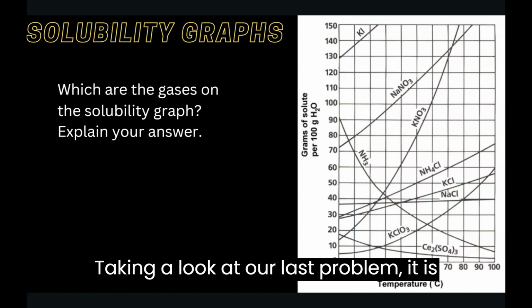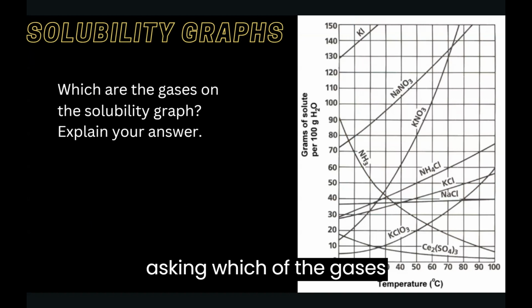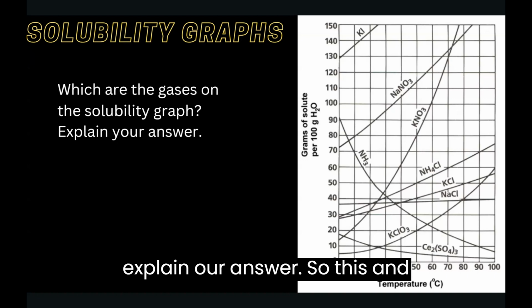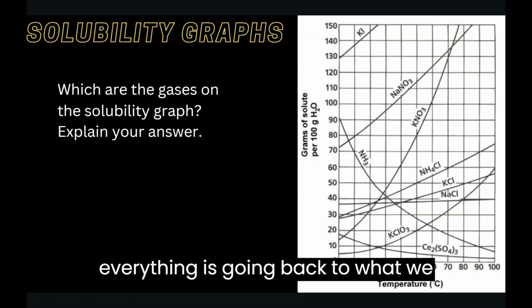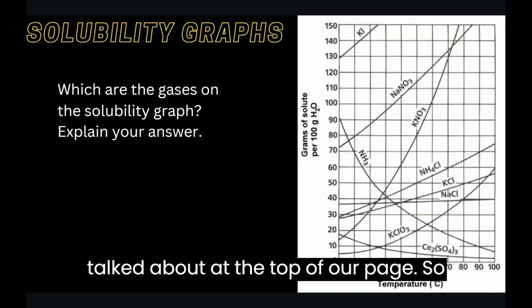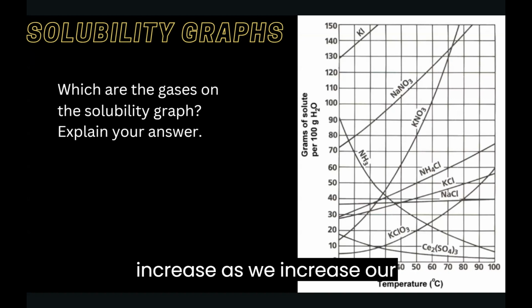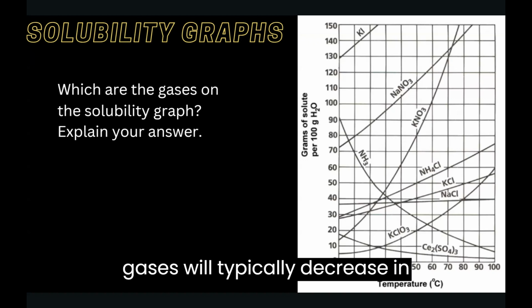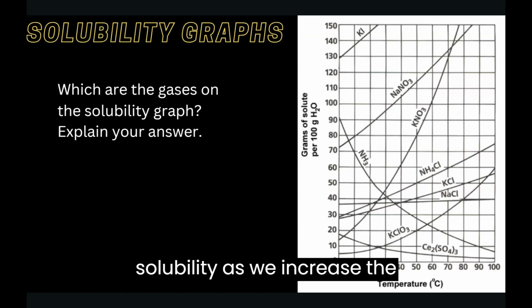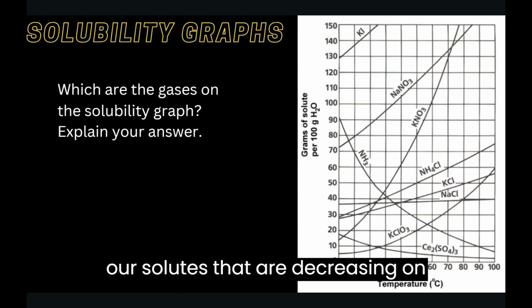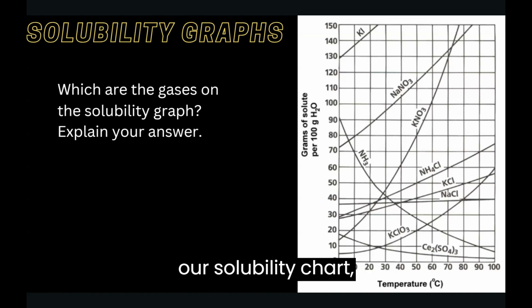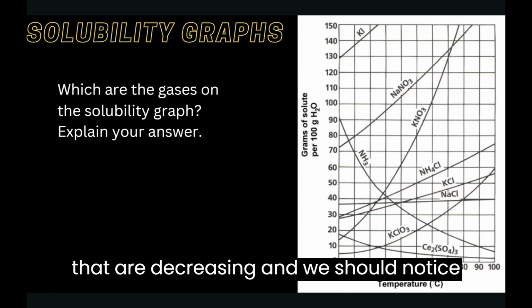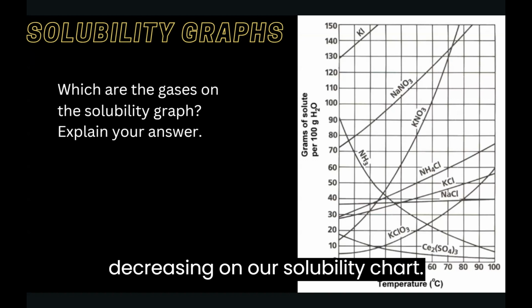Taking a look at our last problem, it is asking which of the solids on our chart are going to be gases, and explain our answer. So this is going back to what we talked about at the top of our page. The solubility of our solids will increase as we increase our temperature. However, gases will typically decrease in solubility as we increase the temperature. So we're going to look at the lines that are decreasing on our solubility chart, and we should notice that there are only two lines that are decreasing on our solubility chart.